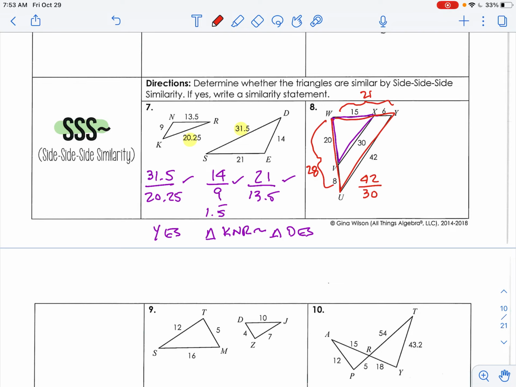The smallest one on the big one is going to be 21. The smallest one on the other one is going to be 15. Okay, and then what's the middle one, right? So the middle one is going to be 28 to 20.